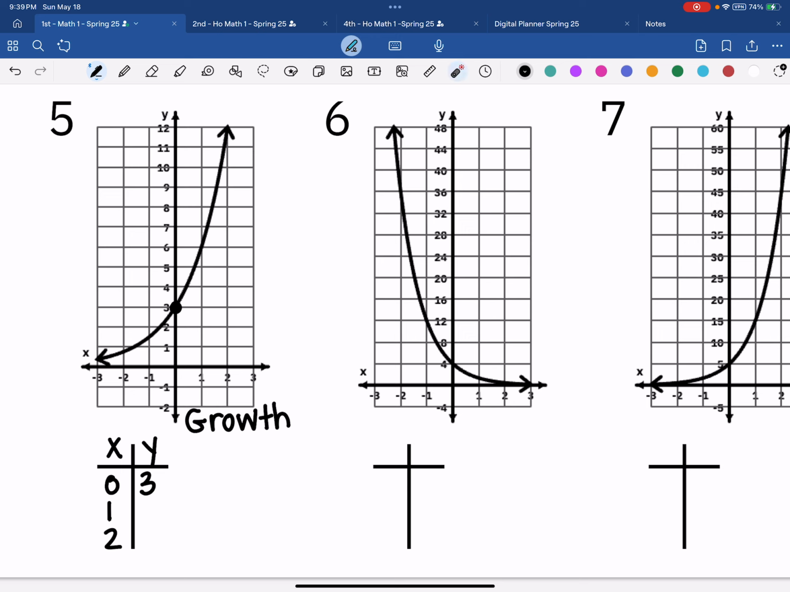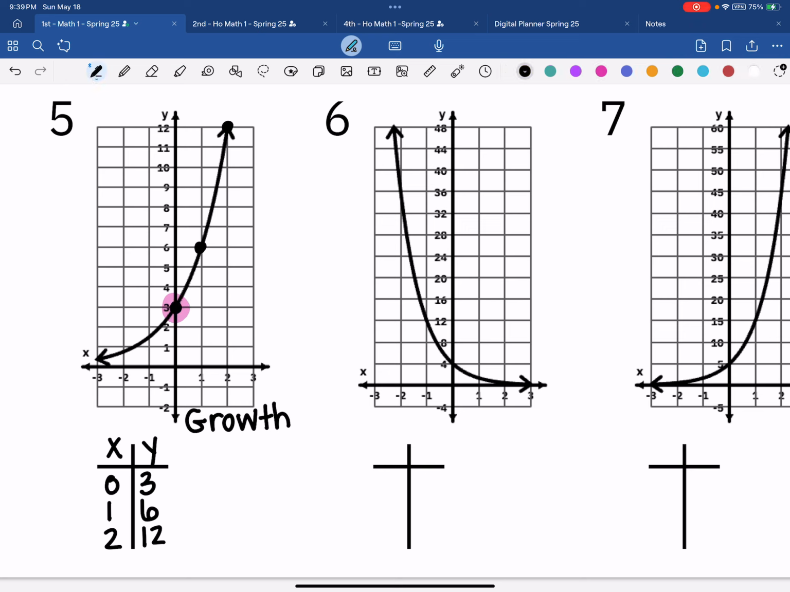So I'm going to keep going. And I do see another one. I see one at (1, 6). Okay, and if I keep going in consecutive order, I should see one at (2, 12). Now, it's almost off the graph, but it's still there. The other thing that I should be able to see is that my y-intercept is at 3.